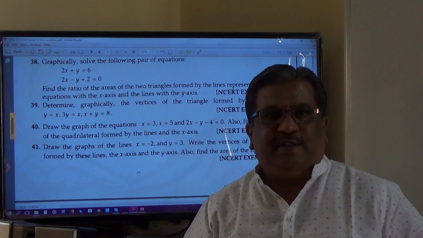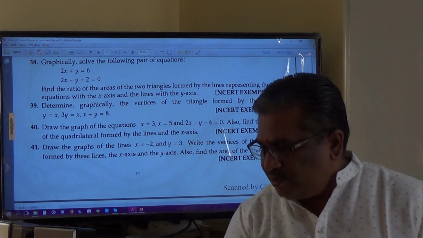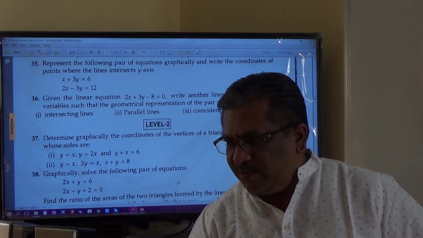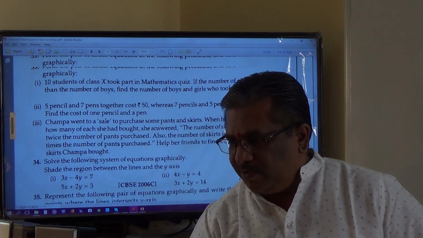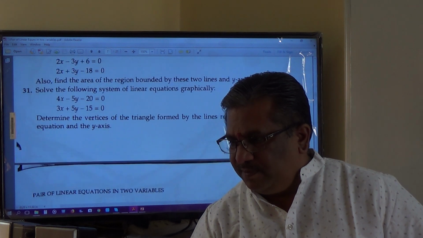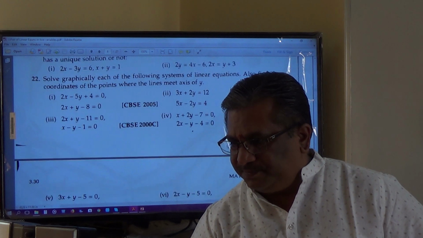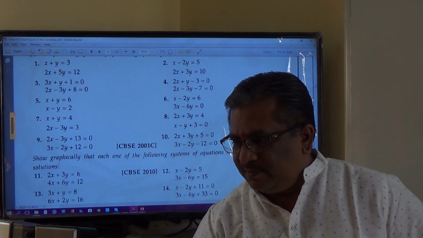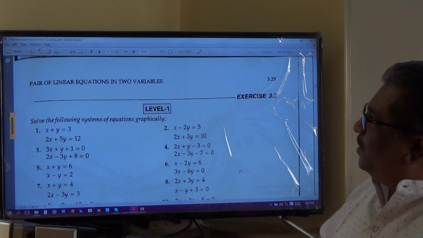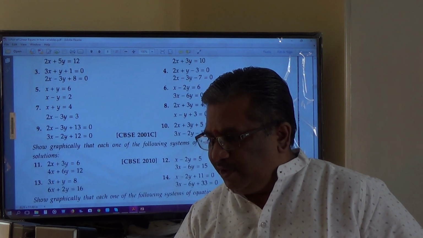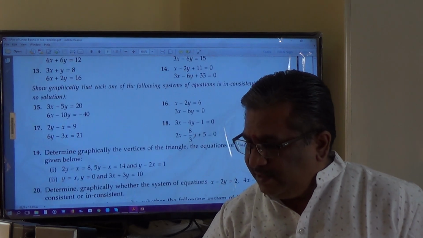We'll end this session over here, and for practice you must refer to RD Sharma. You can see there are so many questions, CBSE previous year questions. This is Exercise 3.2, RD Sharma, page 3.29. You have plenty of numericals, CBSE 2001, 2010.